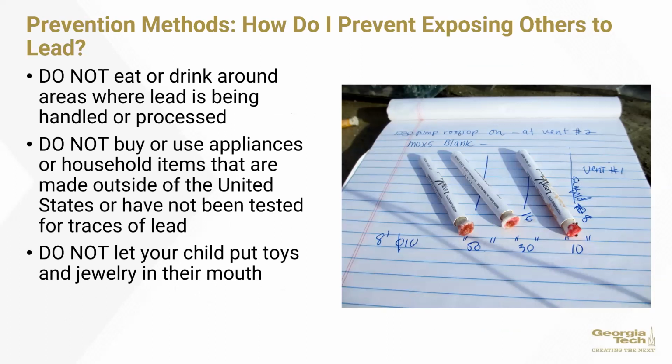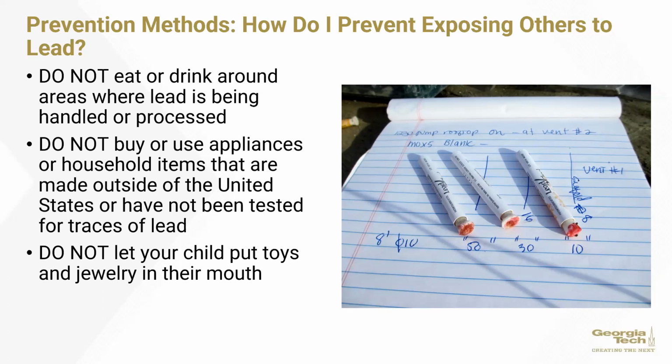And we've repeated this again and again, but it's so important: not drinking or eating in areas where lead is being handled or processed. So if you have a hobby bench in your garage where you're making fishing lures, you should not also bring your cup of coffee out there to drink on Sunday while you're making your fishing lures. You want to have those places be segregated.